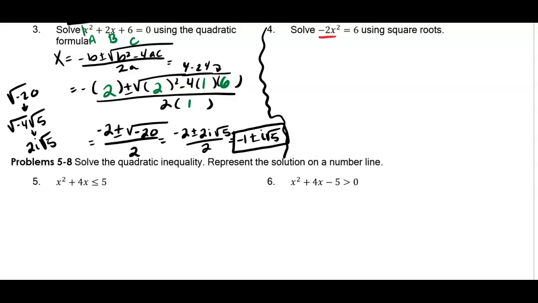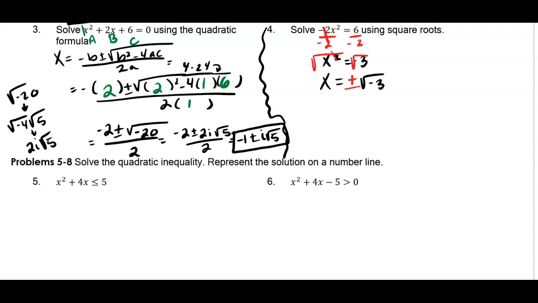So I can see that, to get x by itself, I need to divide by negative 2 on both sides. And that'll give me x squared equals negative 3. Because we know squares and square roots cancel out, I'm going to square root both sides. X equals, anytime I square root both sides, I need to write plus or minus, plus or minus the square root of negative 3.